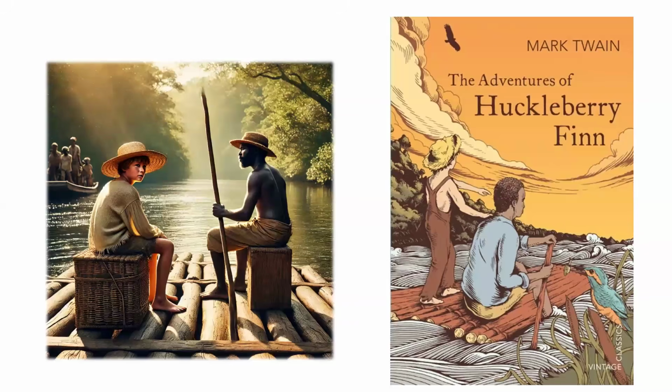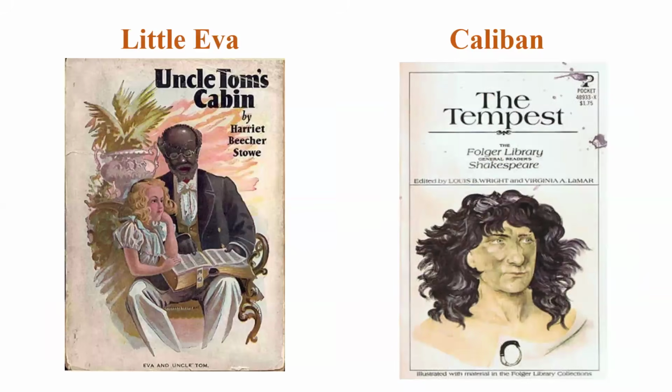See, Mark Twain's famous work, The Adventures of Huckleberry Finn. The crux of this novel is the bond or the relationship between Huckleberry Finn and the runaway slave, Jim, on the raft on the Mississippi River. Let's also look at the other options, which are easy. So we have Little Eva, a major character in Harriet Beecher Stowe's novel, Uncle Tom's Cabin. Then next one, Caliban is a well-known character created by Shakespeare in The Tempest.